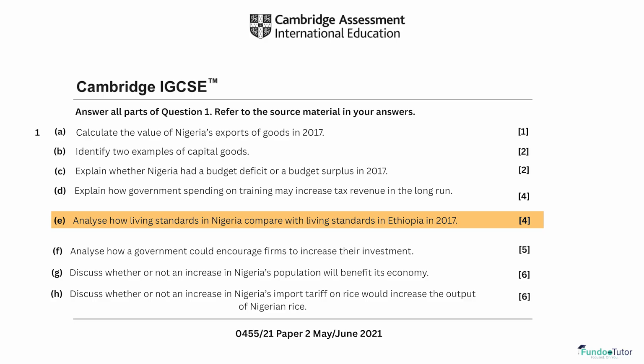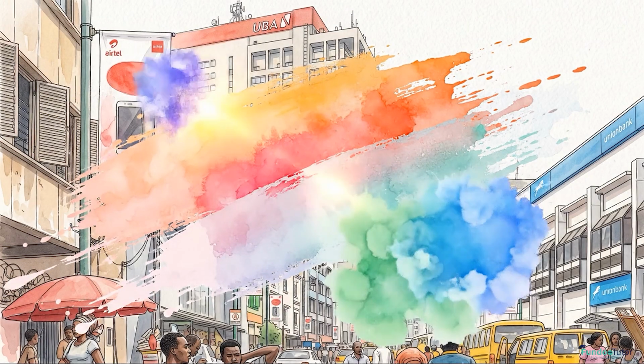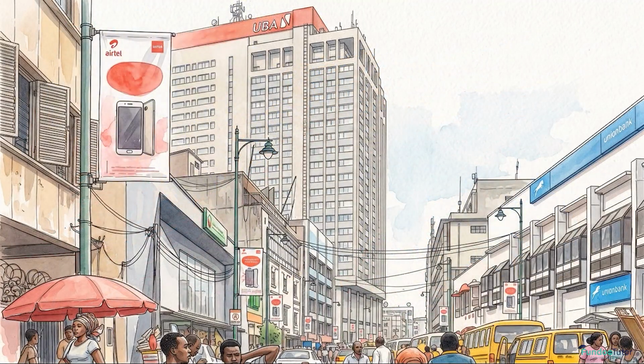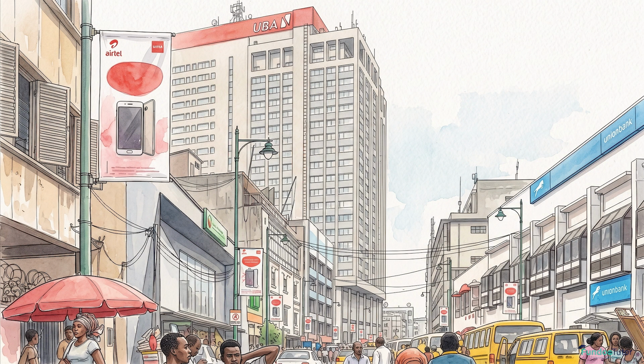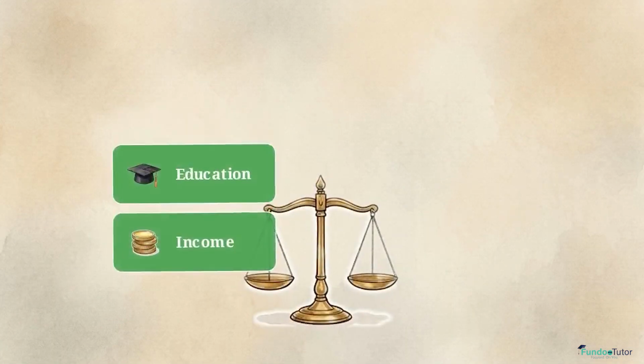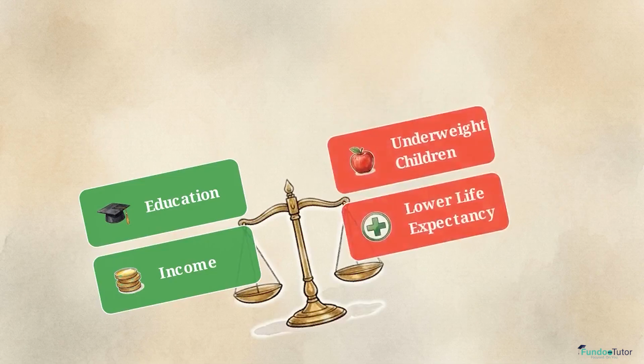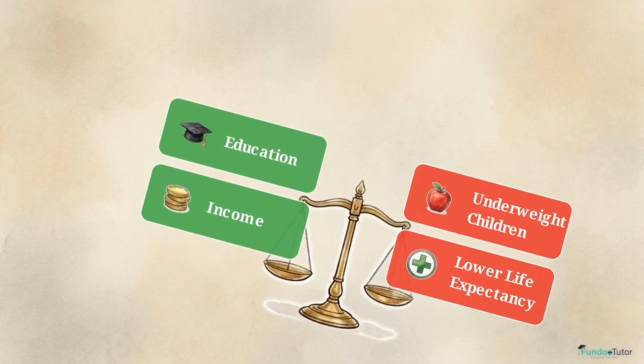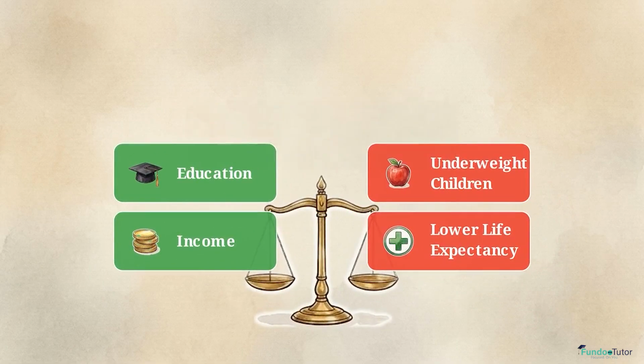In this four-mark data analysis question from June 2021, you were asked to compare the living standards in Nigeria and Ethiopia. Looking at the data table, Nigeria shows clear advantages in two areas. It has a higher GDP per head and a higher average number of years spent at school. These indicators suggest Nigerians have higher consumption power and a more educated workforce. However, the data conflicts. Nigeria also has a lower life expectancy and a higher percentage of underweight children. These negative indicators suggest poor healthcare and inadequate nutrition.